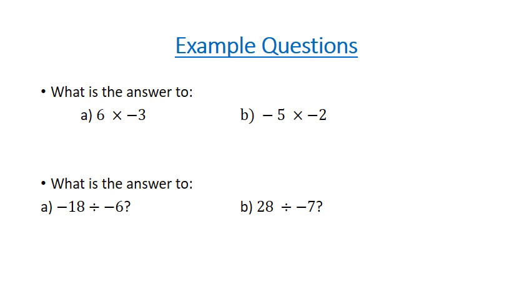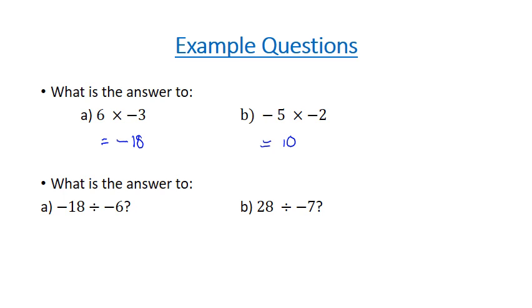Okay, let's have a look at some more example questions. First question says, what is the answer to 6 times negative 3? Well, I know it's going to be a negative answer because one of my numbers is a positive and the other one's a negative. And now I just work it out normally. So 6 times 3 is 18, so I'm going to have negative 18. If I've got negative 5 times negative 2, well, I've got two negatives here, so I know my answer is going to be a positive number, and 5 times 2 is 10.